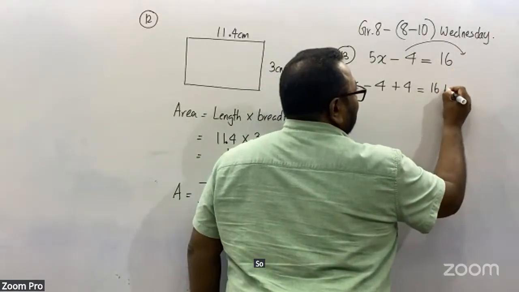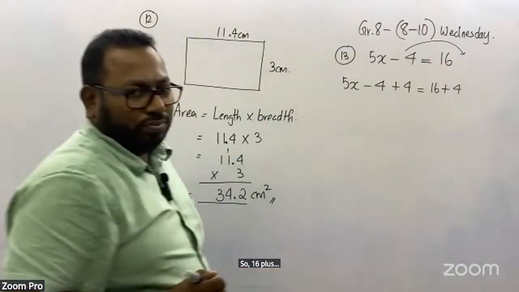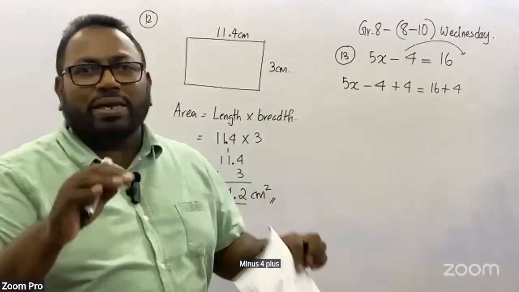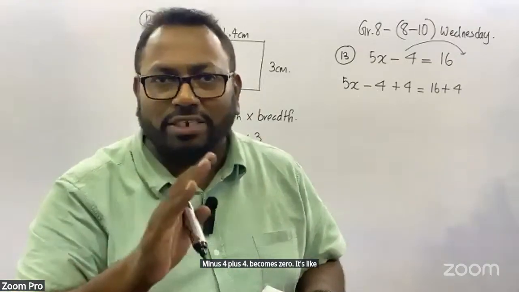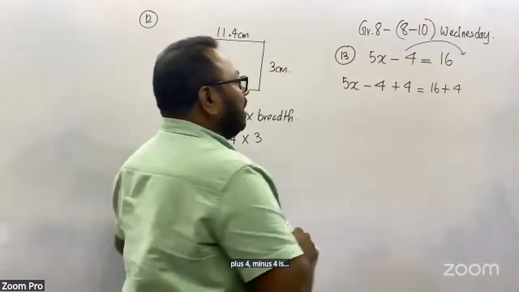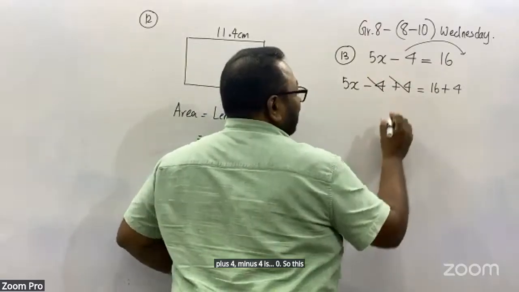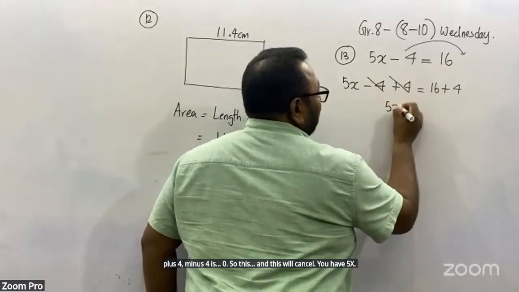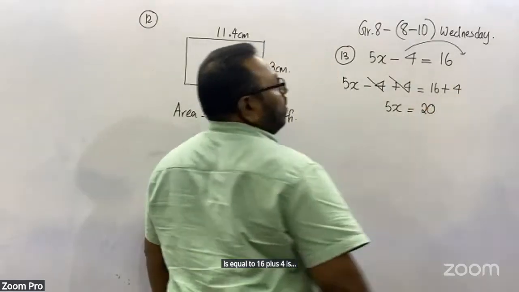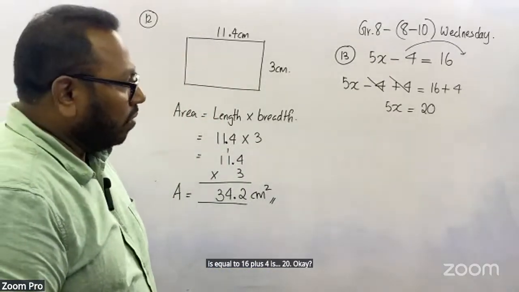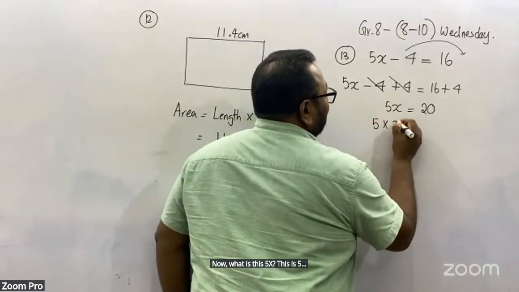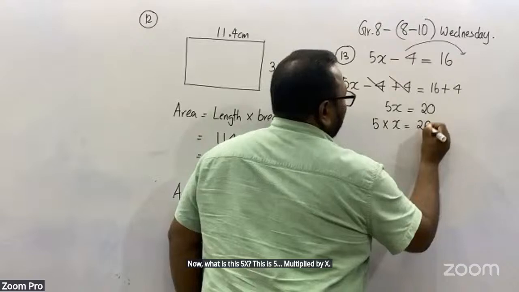So 16 plus 4. Minus 4 plus 4 becomes 0. It's like saying 4 minus 4 plus 4 minus 4 is 0. So this and this will cancel. You have 5x is equal to 16 plus 4 is 20. Okay. Now, what is this 5x? This is 5 multiplied by x is equal to 20.